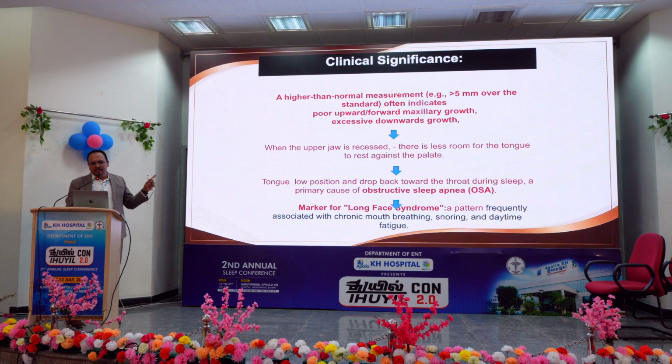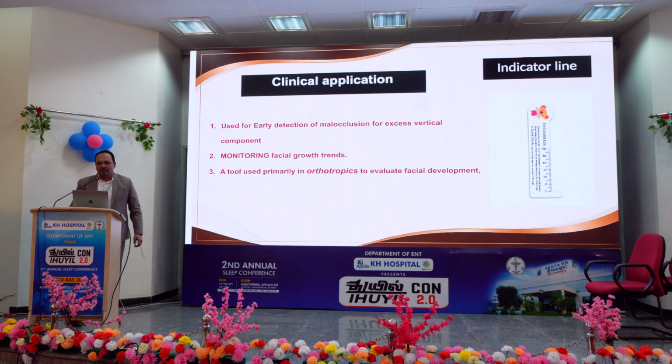Okay, so this is a very simple tool which helps us to identify whether a long and narrow face exists for the patient or not. This indicates that when the upper jaw is narrow, there is less room for the tongue to rest against the palate. Tongue position becomes low and drops backward during sleep. It's a cause of primary obstructive sleep apnea, and that is when the long and narrow face is present. So this helps us to identify whether there is a vertical excess or not.